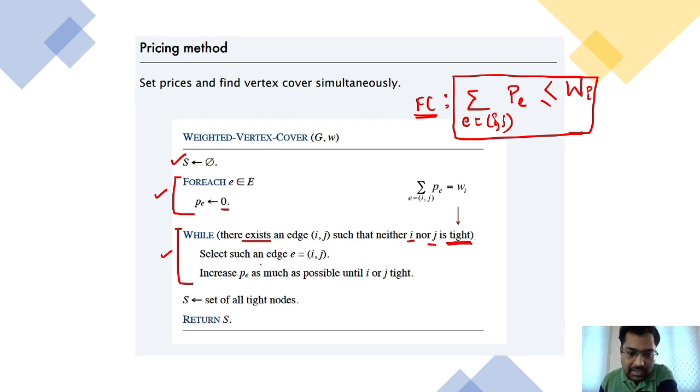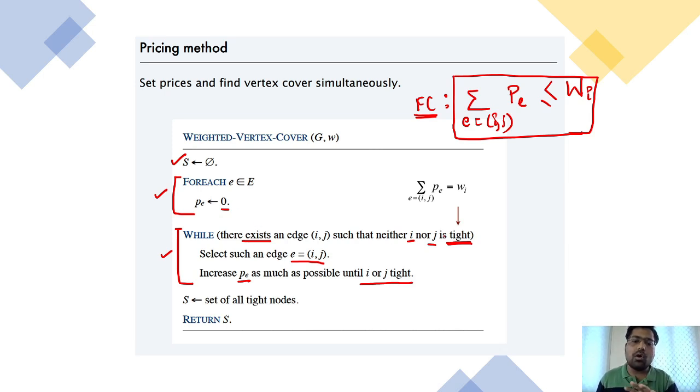So next, select such an edge, whichever edge you have to select, and increase the cost. Basically the price inside the edge has to be increased in such a way that at least you reach either i or j, equivalent to the weight assigned to i or the weight assigned to j. You have to increment the cost of the edge.